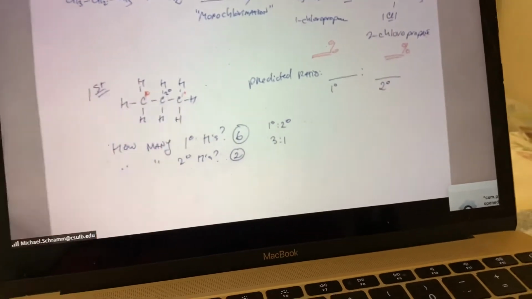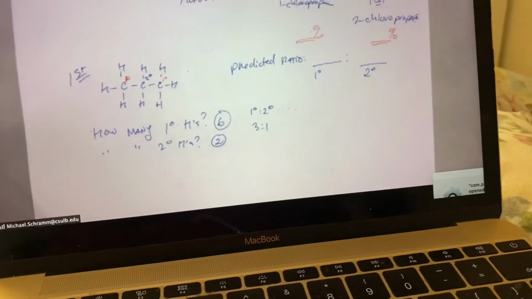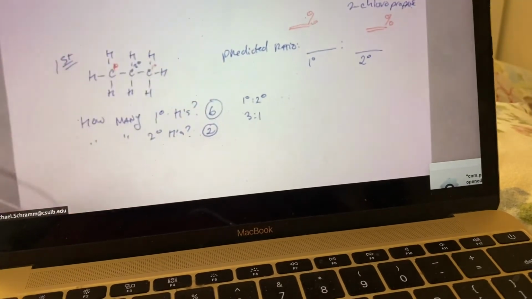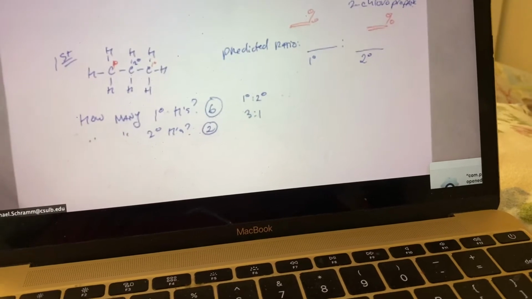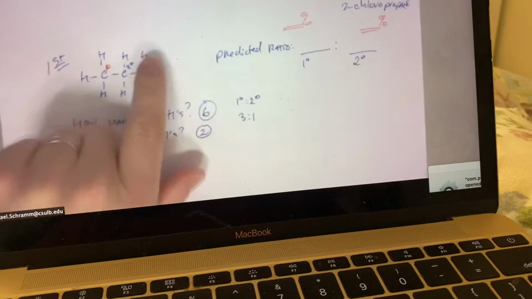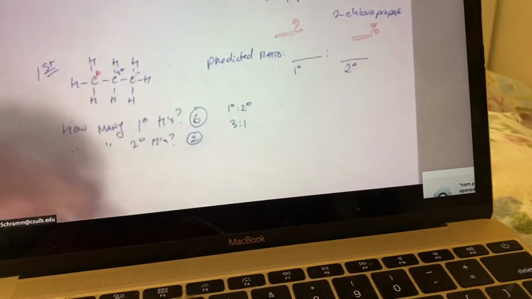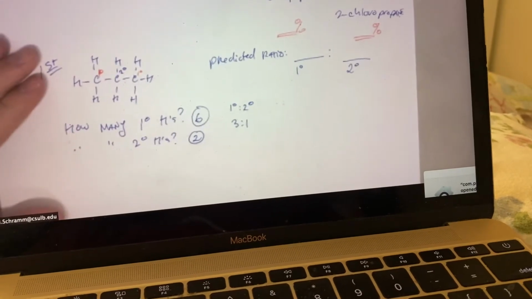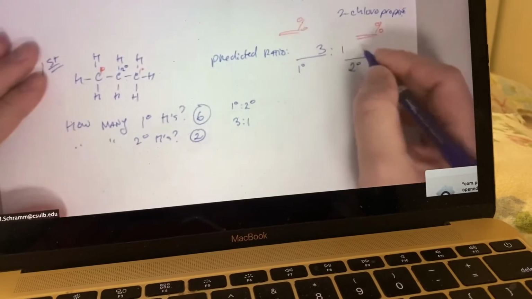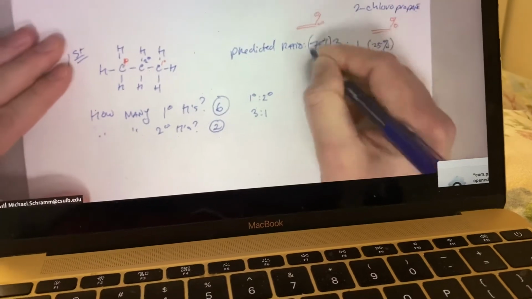There's 3 times as many primary hydrogens as there are secondary hydrogens. If chlorine has no energetic preference, just picks them up randomly, it would follow this predicted ratio. There's 3 times as many of these guys as these ones. And if they're all the same, then our predicted ratio here should be something like 3 to 1, or 75% to 25%.